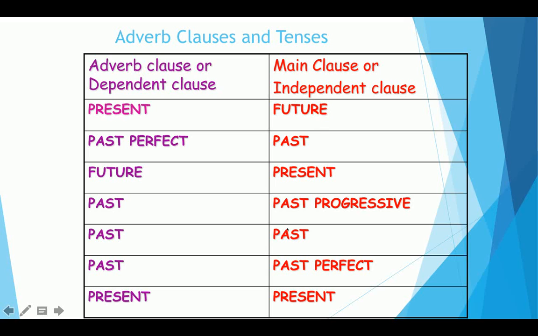Let's go over this chart. Past perfect, then your main clause should be in the past. Future, then your main clause should be in the present. Past, then your main clause should be in the past progressive. Past, past. Past could also be a past perfect. Present, present. Keep this chart in mind and show this chart to your students.